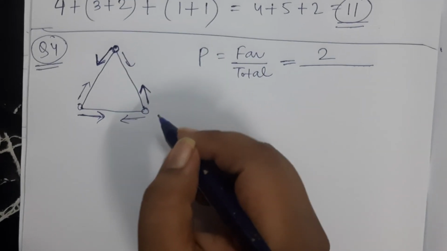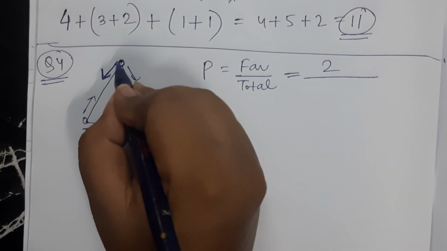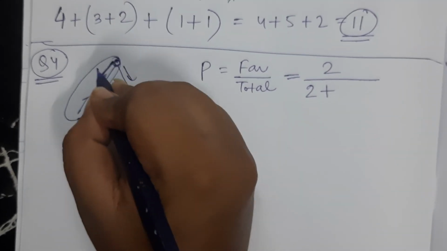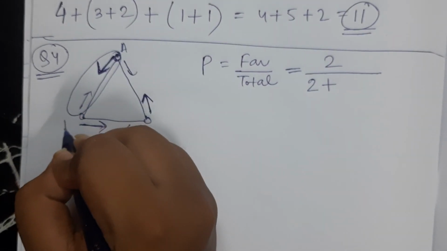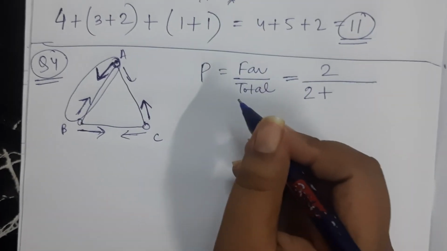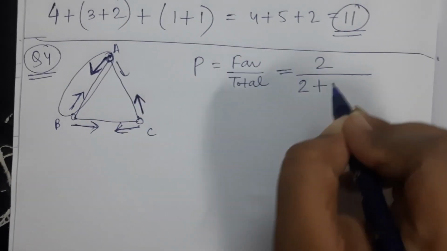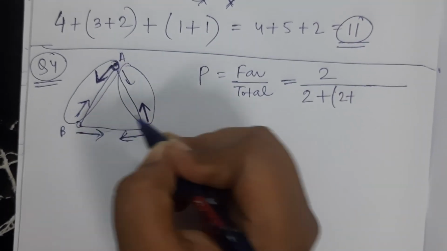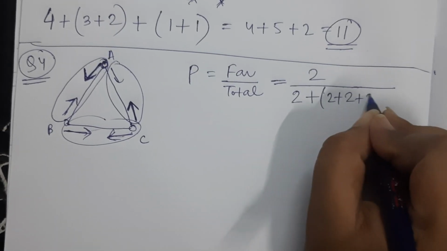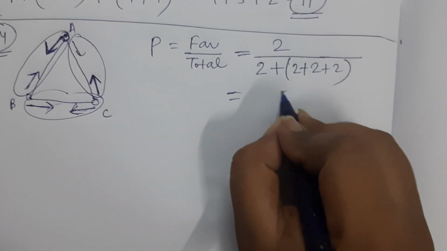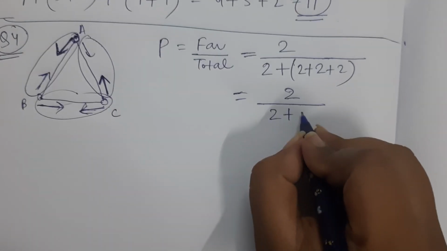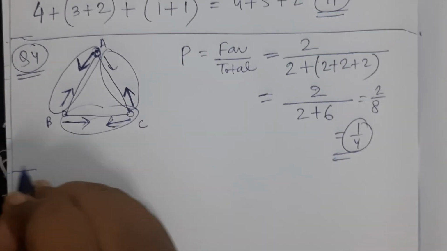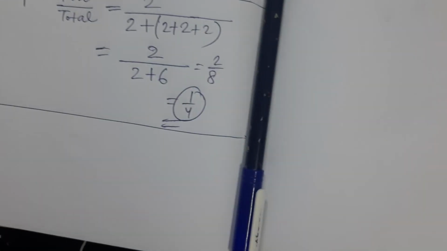Now the total number of outcomes is this 2, that is clockwise or anti-clockwise, plus we can consider this pair, that is this friend A throws at B and B throws at A. Then C has 2 options, so plus 2 plus, again for this pair B has 2 options, for this pair A has 2 options, so 2 plus 2 plus 2 or 2 into 3, that is equal to 2 divided by 2 plus 6, that is equal to 2 by 8, or that is equal to 1 by 4, which is the correct option.